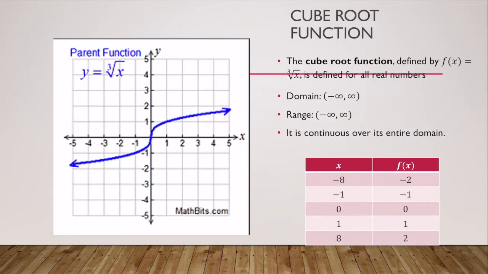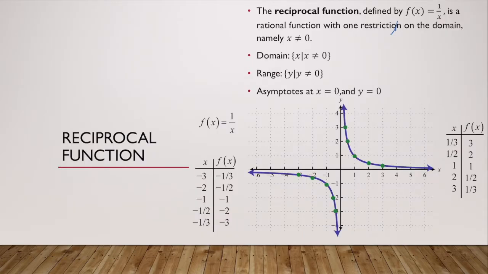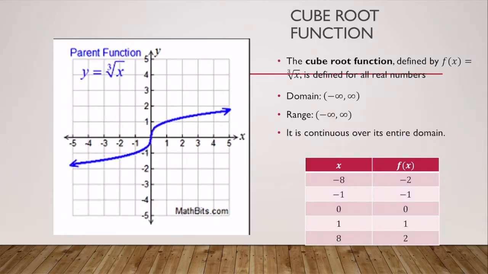We also have the cube root function. This is a little messy. Sorry, I'll fix this. But the cube root function is f of x equals the cube root of x. So we're going to take the cube root of every single number, and I can take the cube root of negative numbers, positive numbers, and 0. So its domain is all real numbers, as well as its range is all real numbers.